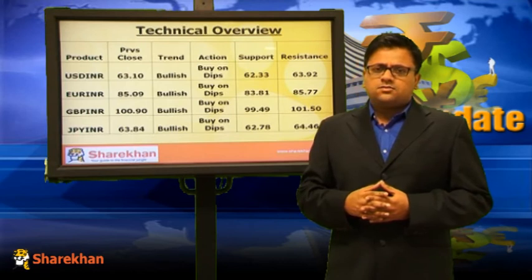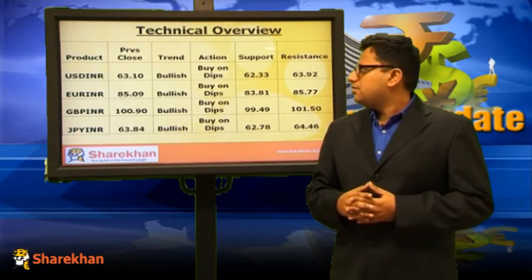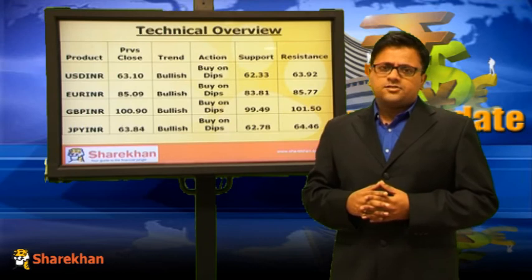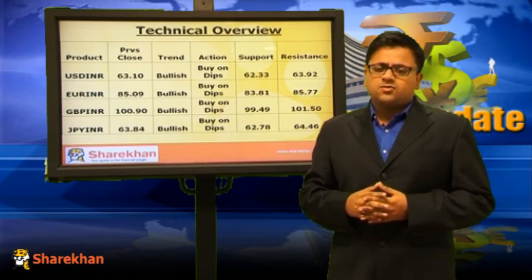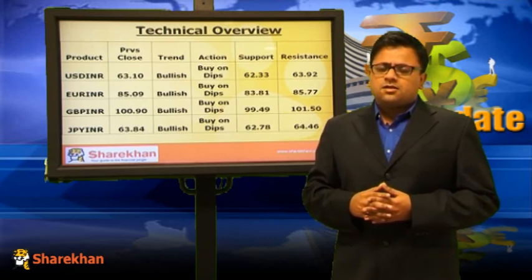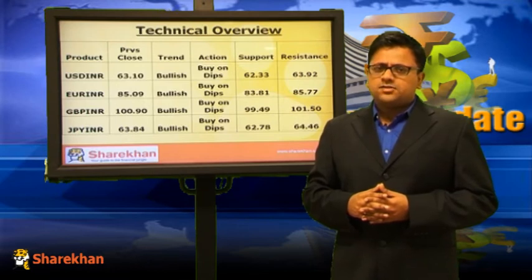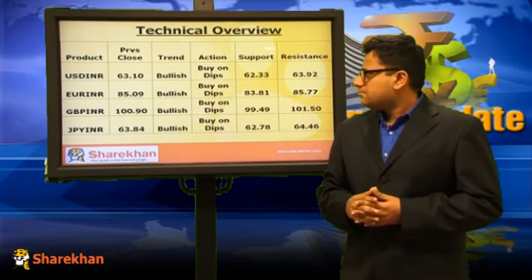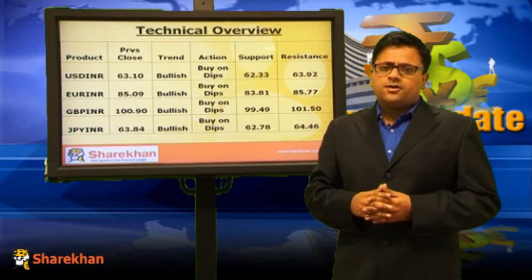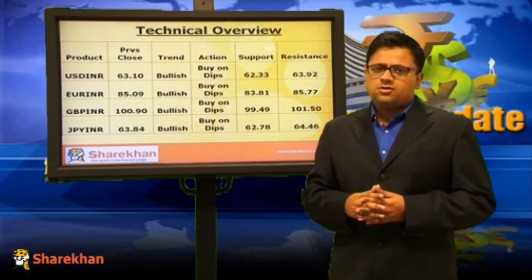We have the technical levels for the day here. In all the currency pairs, the trend will be dominated by the US dollar versus the Indian rupee. Mainly we can expect some rally to be seen in the US dollar. So we would recommend a buy on dips at near about the support levels in all the currency pairs.